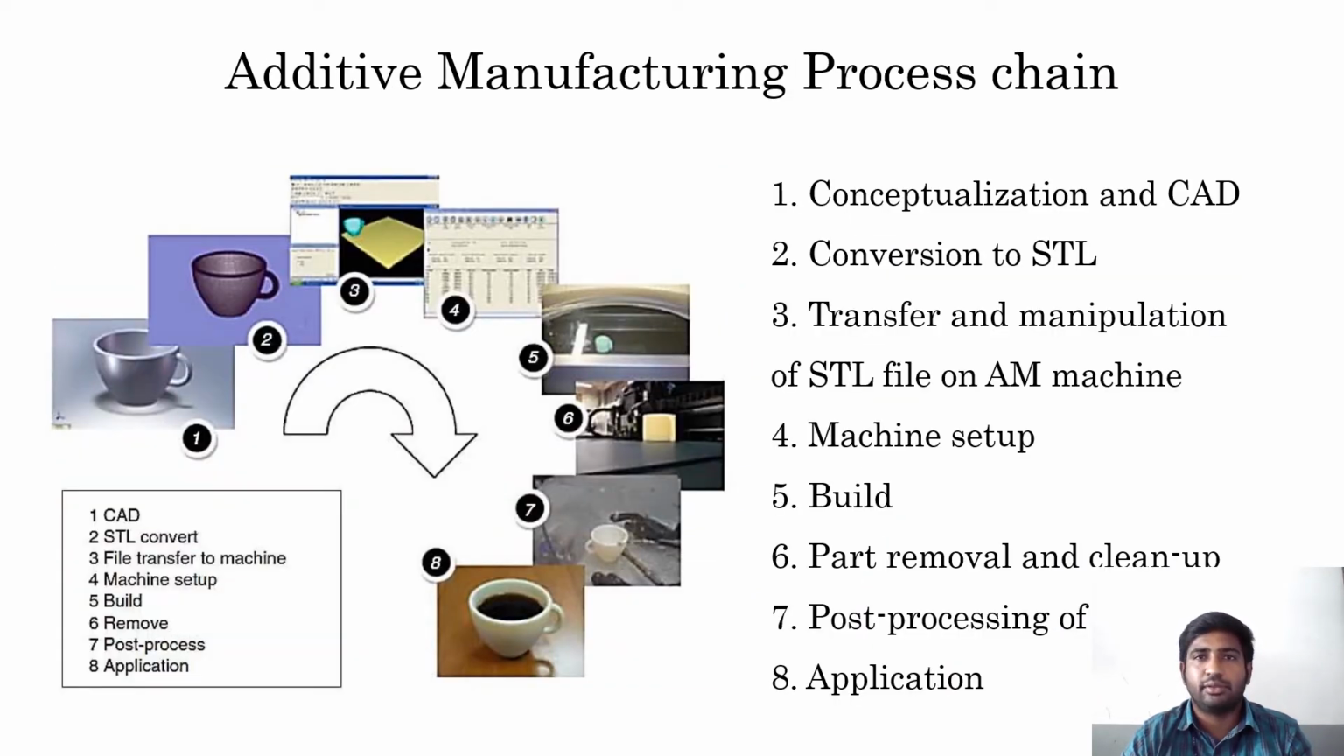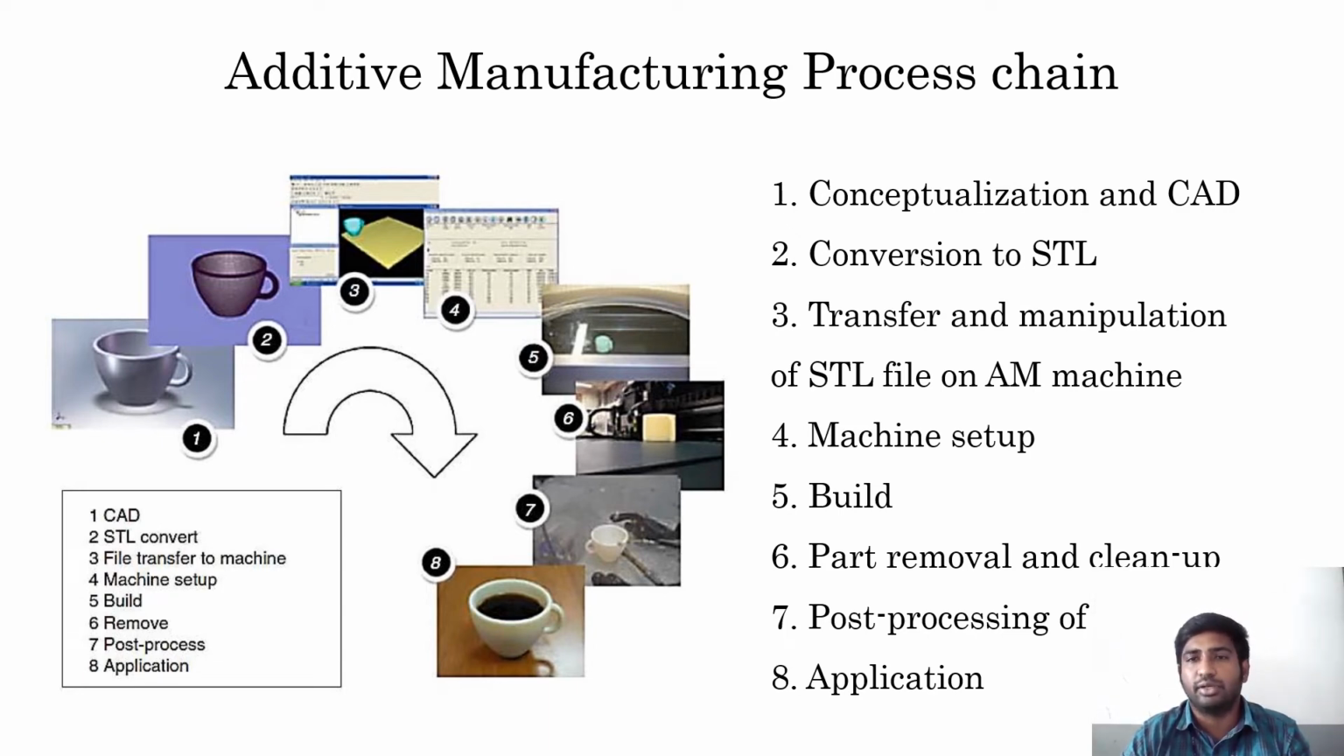Okay, so this is the additive manufacturing process. We have eight steps to complete the process. The first one is conceptualization and CAD. The basic idea is conceptualized, and the 3D model is made using any CAD software. After that, in the second step, the conversion to STL. STL stands for stereolithography format, which is what additive manufacturing machines understand, so we convert the CAD model into STL format. Then transfer and manipulation, where some settings can be done in this step.